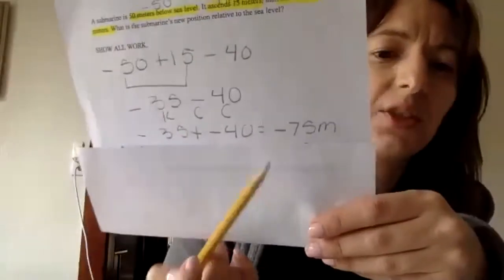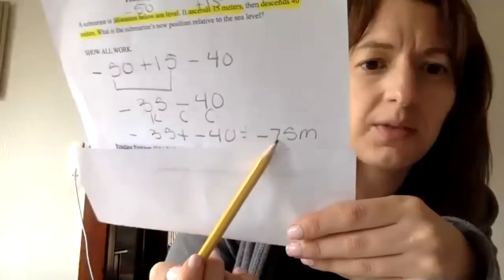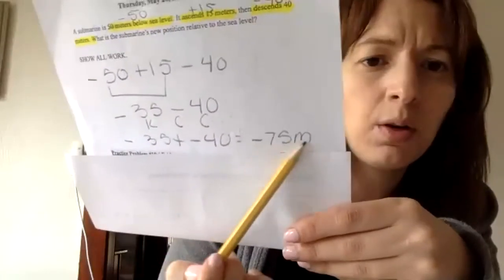Exactly what Ibrahima said. So it's not just negative 75 because it's talking about meters, right? So negative 75 m or meters.